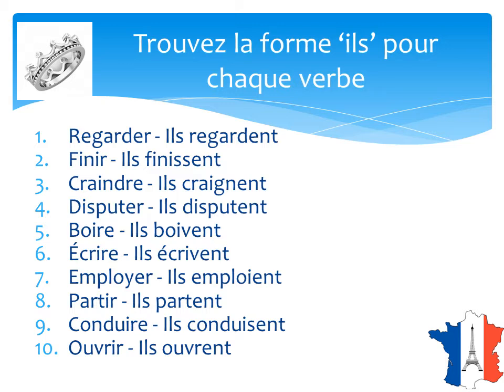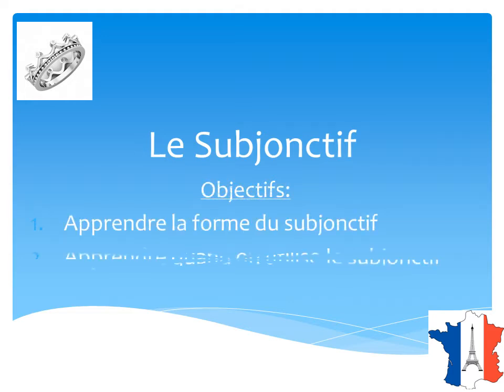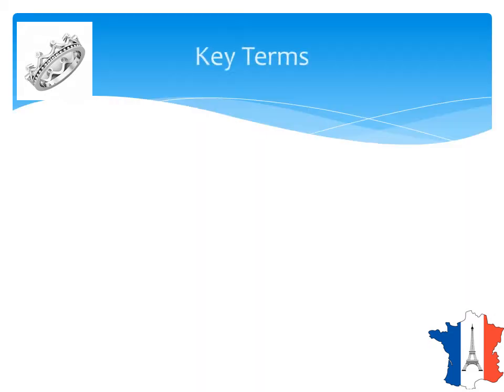Then finally we have ouvrir, which is conjugated like an er verb, so it will be ils ouvrent. So you basically need to practice the present tense of the verb and the ils form of the verb. So let's look at the subjunctive today. What we are going to learn today is how to form the subjunctive and where to use the subjunctive.